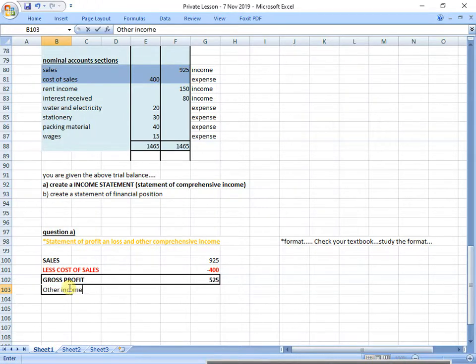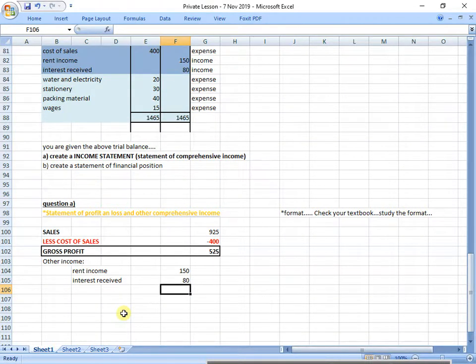Then what else do I need to show? I need to show other income. Do I have any other income here? Yes, I do. Here's other income, rent income and interest received. How much rent income did I have? 150. How much interest received did I have? 80. I'm just adding up all the other income. You can show this differently. In certain textbooks, they separate the financing, so they have interest as a separate financing cost. We'll look at your examples just now. But I'm just giving you a simple statement of profit and loss and other comprehensive income. I'm just grouping things into big categories, other income and then other expenses. You can have different categories just to add different levels of detail, but it is what it is.